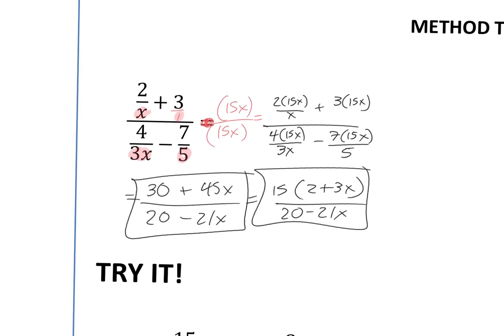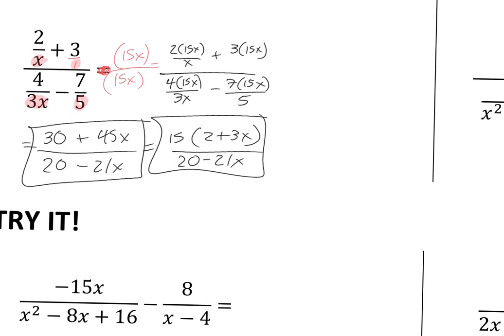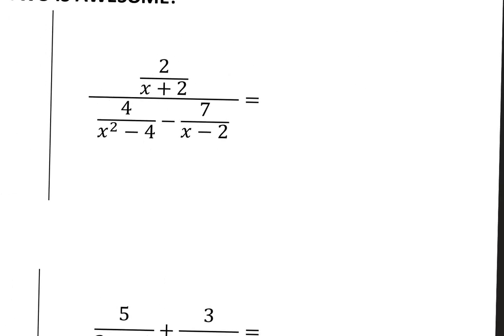Pretty nice. Again, the whole goal here is that you're doing a lot of this in your head, so you don't have to actually write out every step. But if it helps, hey, go for it. So let's take a look at this one. What do we think is going to be the common denominator that I can multiply everything by? And let's remember that this is a difference of squares. So this is really x plus 2 times x minus 2.